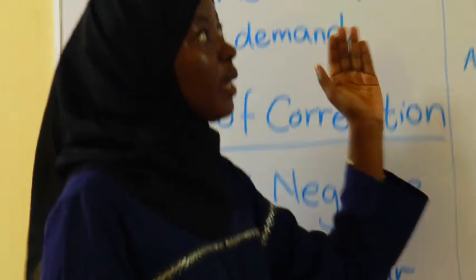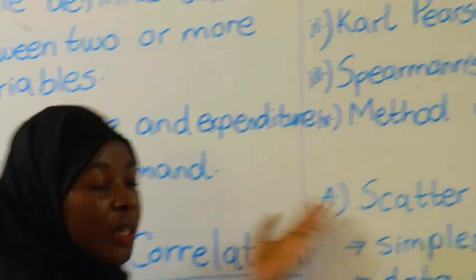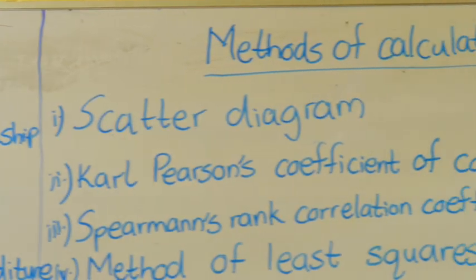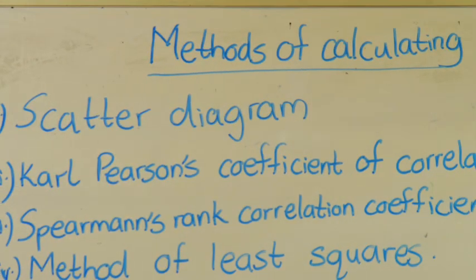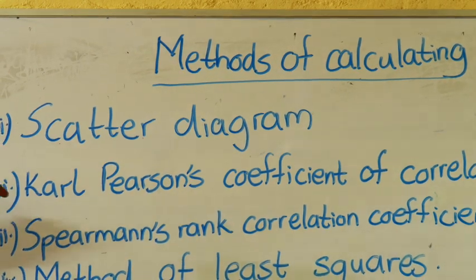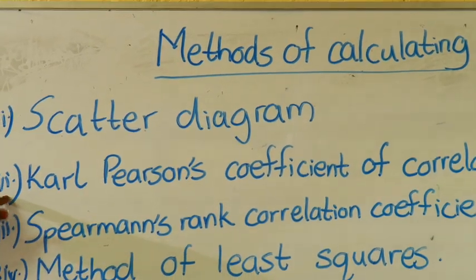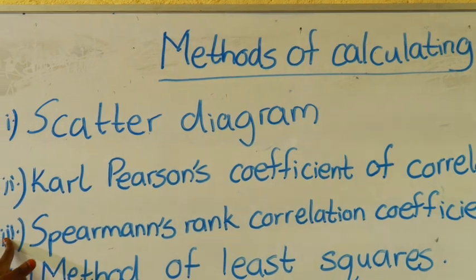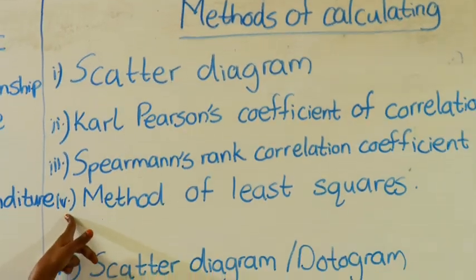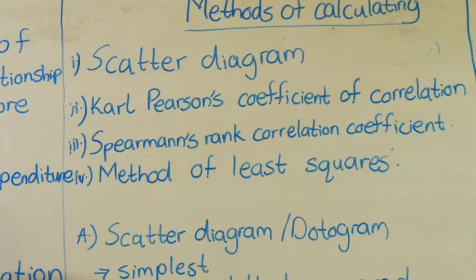So we go to methods of calculating correlation. If you know a subtopic, you should also know how to calculate it. We have four methods of calculating correlation. We have the scatter diagram, we have the Pearson's coefficient of correlation, we have the Spearman's rank correlation coefficient, and we also have the method of least squares. So we are going to look at all those four methods.